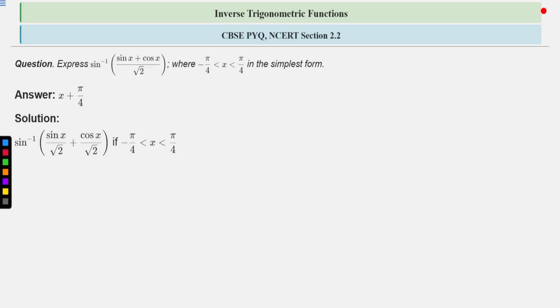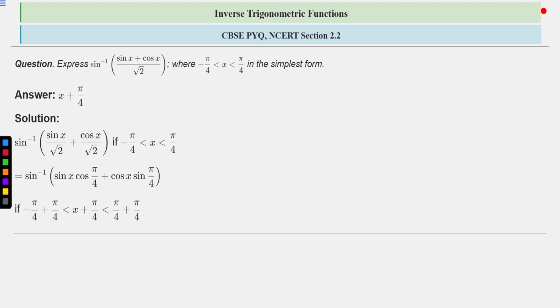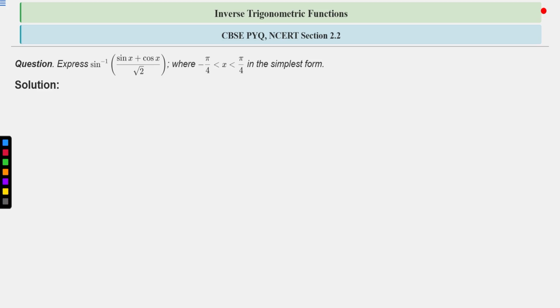See, we can write the given expression as sine inverse sine(x upon root 2 plus cos x upon root 2), and x is between minus pi by 4 to pi by 4, right? Finally, we can write it as sine inverse sine(x into cos pi by 4 plus cos x into sine pi by 4), right? Now, see, if x is between minus pi by 4 to pi by 4, therefore x plus pi by 4 will lie between minus pi by 4 plus pi by 4 to pi by 4 plus pi by 4, isn't it? Therefore, x plus pi by 4 will lie between 0 to pi by 2.